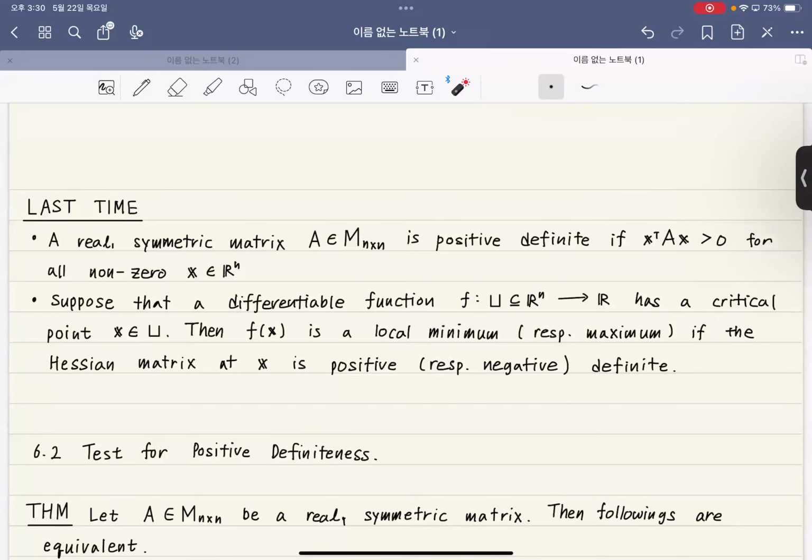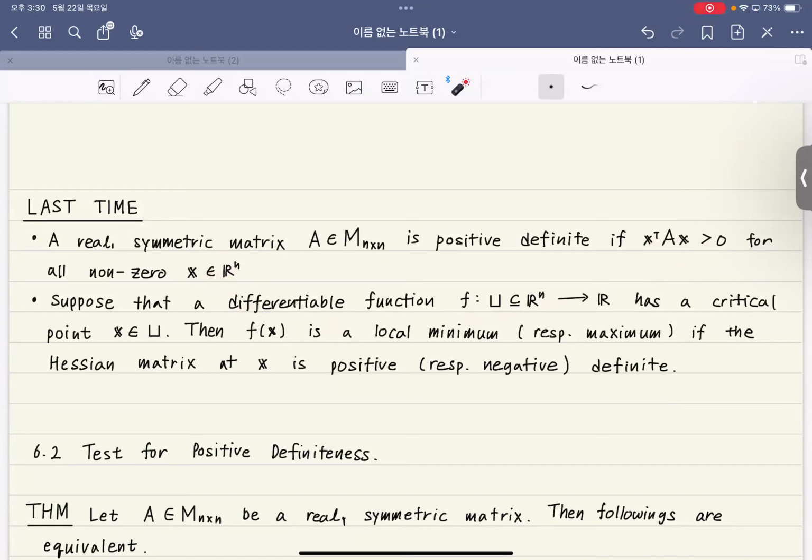So last time we discussed the definition of positive or negative definiteness of a real symmetric matrix. A real and symmetric matrix is positive definite if and only if x transpose times A times x is positive for all non-zero vectors x in R^n. So this is the definition.